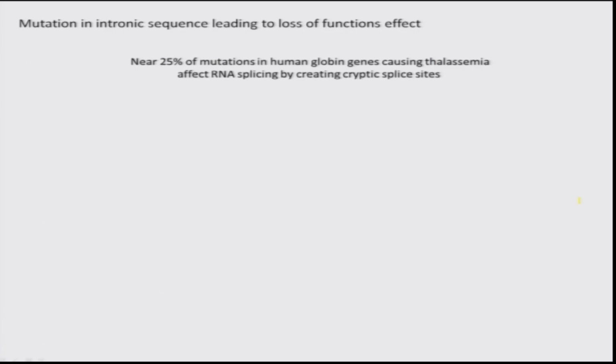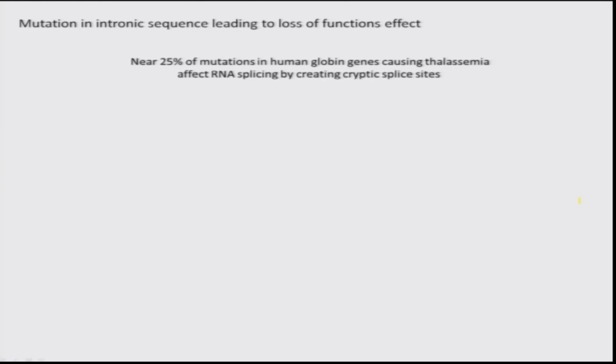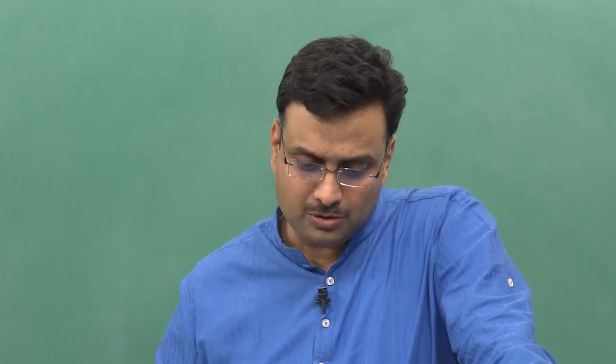An interesting example is beta thalassemia. This is a condition wherein the individual has a mutation in a gene that codes for the globin genes, and their capacity to carry oxygen in hemoglobin goes down. So they are normally deficient for oxygen. Nearly 25% of the mutations known to be associated with thalassemia are present in the intronic site and affect the way the RNA is spliced. As a result, you have a deficiency of hemoglobin, and this is one of the very common conditions in the Indian population. Let's look at how it really works.